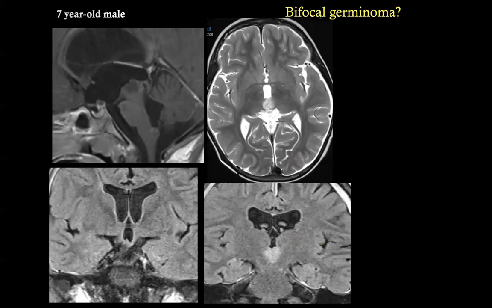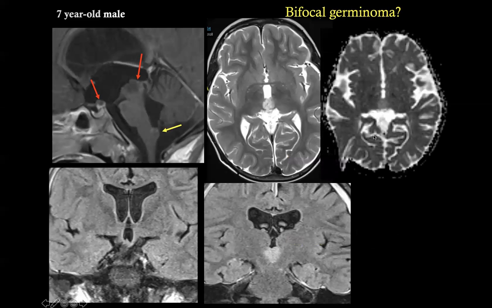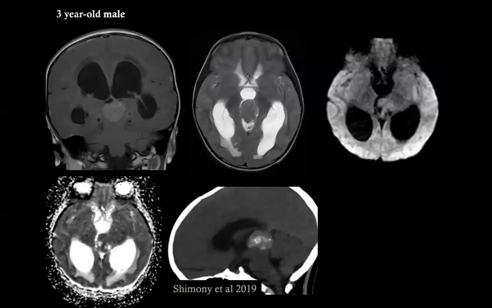So this is not a bifocal germinoma because there is something else, but it's not even a bifocal germinoma with a metastatic disease on the clivus because the ADC map shows very high ADC values. So this is a non-restricting tumor. I showed you that germinoma tends to have restriction. So this is a pilocytic astrocytoma, a metastatic pilocytic astrocytoma. Remember, pilocytic astrocytoma can metastasize in 10% of the cases unless they are in the posterior fossa.